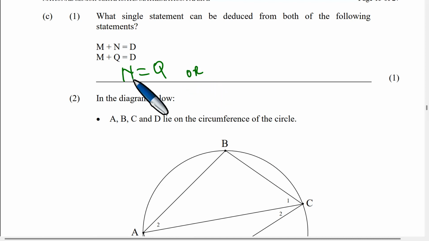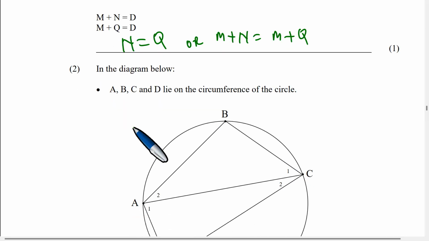Alternatively, you can say that you can deduce that M plus N is M plus Q. So, which means N equals Q, or you can say M plus N equals M plus Q. All right.